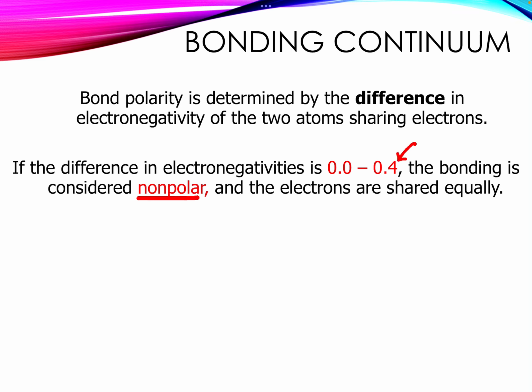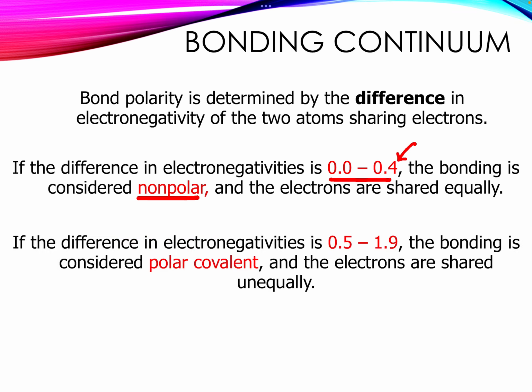Even if it's not quite equal, they're shared pretty equally, so we call that nonpolar. So the way we're getting this difference is we're just subtracting the electronegativity values of the two atoms and figuring out what we get. And if that difference falls in this range, then that means it's nonpolar.